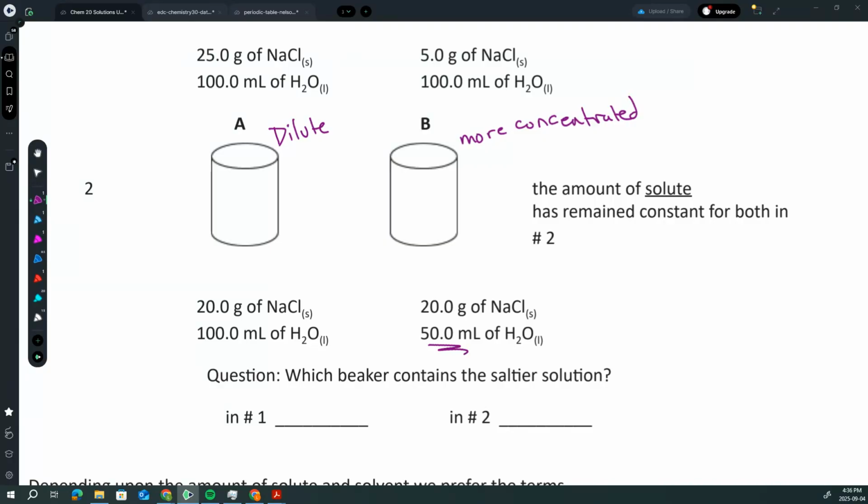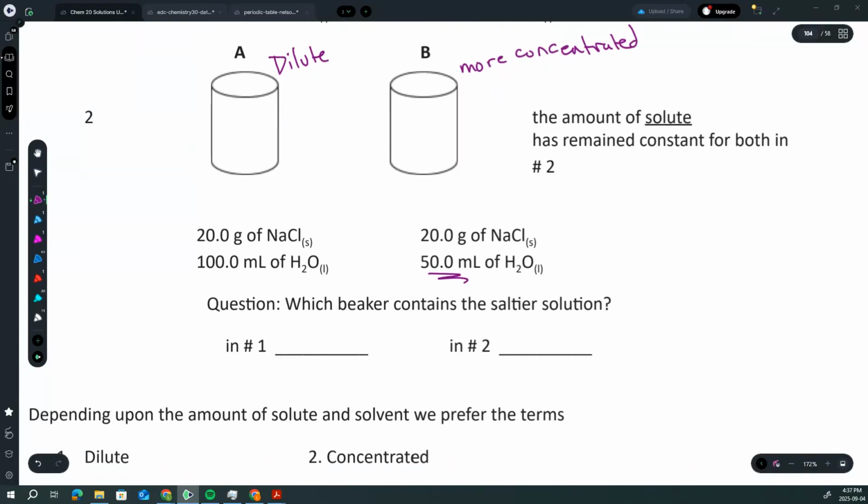So if you think about this in terms of mixing up some Kool-Aid, okay, if you mixed in 20 grams of Kool-Aid into 100 milliliters of water versus 20 grams of Kool-Aid in 50 milliliters of water, the 20 grams of Kool-Aid in 50 milliliters of water is going to have a much stronger taste compared to the other solution, simply because it's more concentrated.